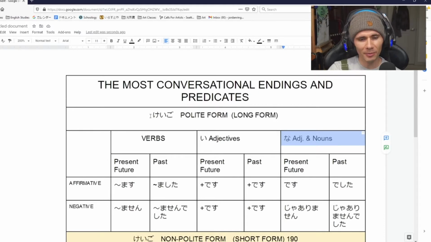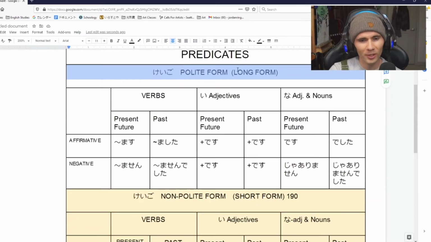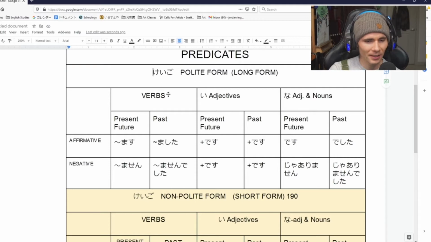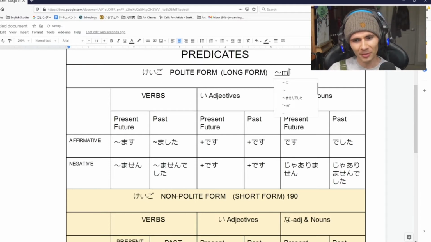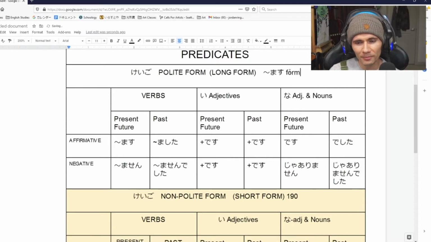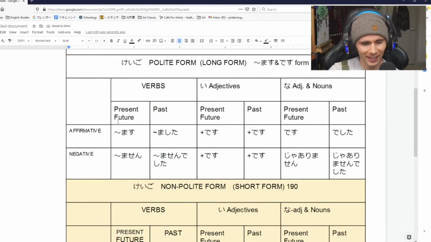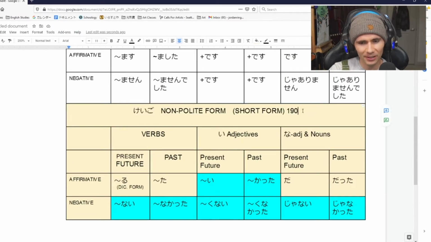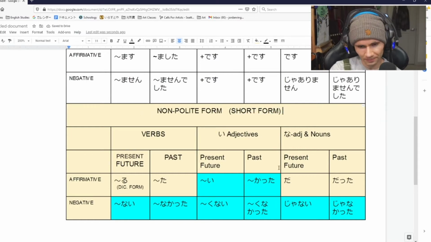The first thing to keep in mind is we're going to divide this up into two groups: the polite form, which we'll also call long form. There's a lot of textbooks who call it that. You can call this keigo. Maybe you have a teacher that says masu form, masu and desu form. That's what this all refers to, okay? And we're going to compare that to the non-polite form. This is also known as short form.